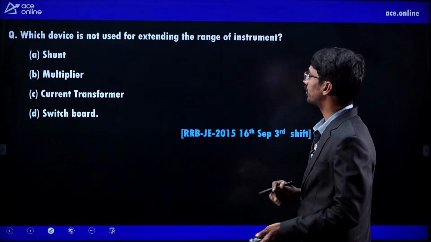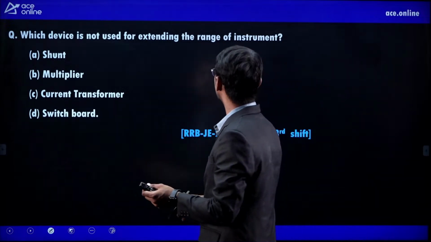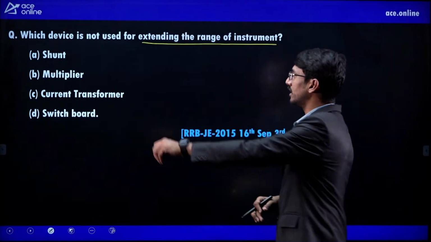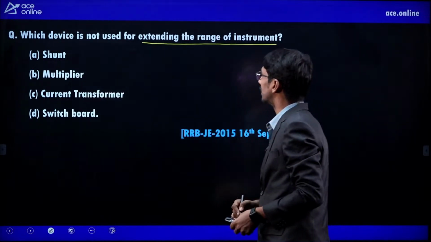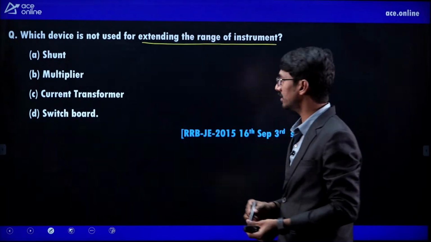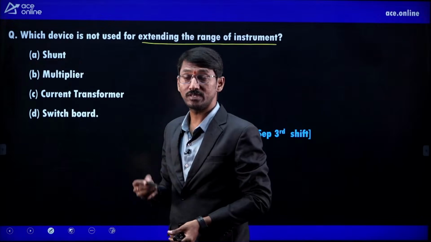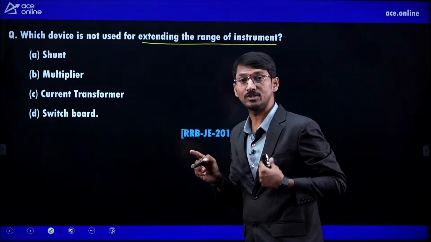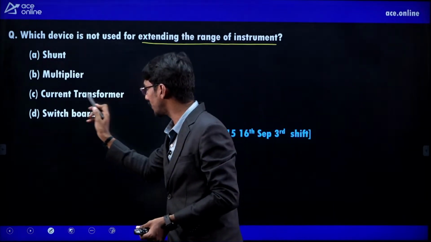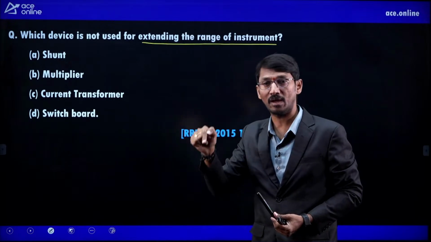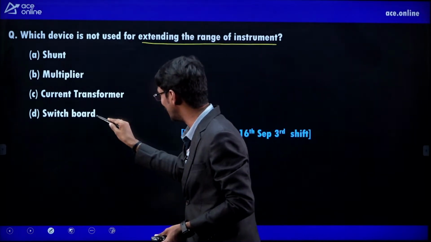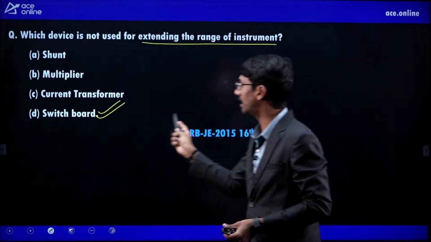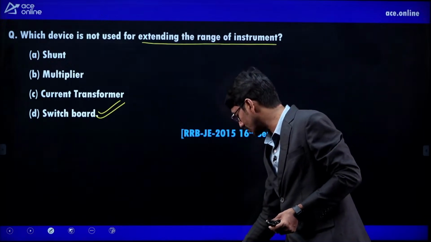Next one. Which device is not used for extending the range of an instrument? Very, very simple. See the options and tell me. Shunt, we can use it for extension of range of an ammeter. Multiplier, extension of range of a voltmeter. Current transformer, extension of range of an MI ammeter. So all three are used, but the switchboard? Come on, how can we use a switchboard for extension of range? No way. That's why the answer will be switchboard. Very simple question.